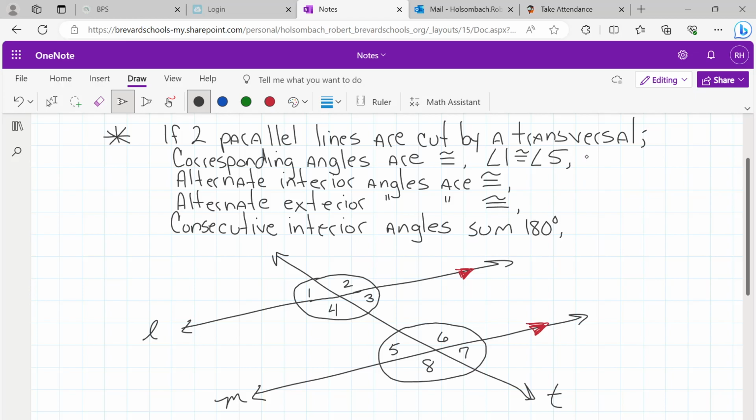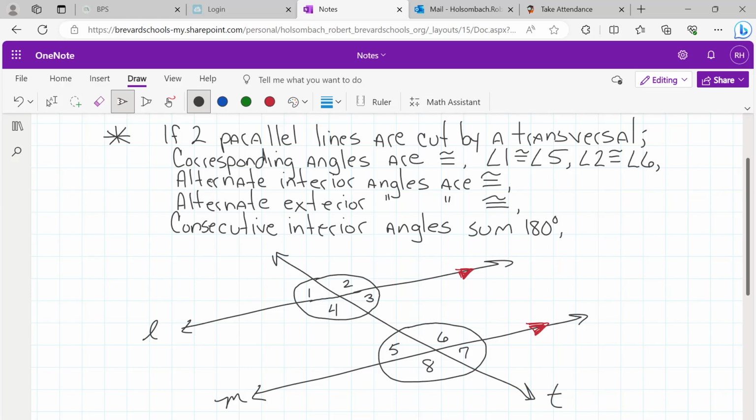Angle 2 is congruent to which angle? 6, good. I'm not going to write the rest, but angle 3 is congruent to what angle? Good. And angle 4 is congruent to angle 8. Get the idea? Corresponding angles. They hold the same position in their respective groups.